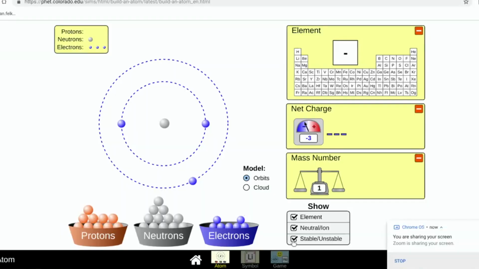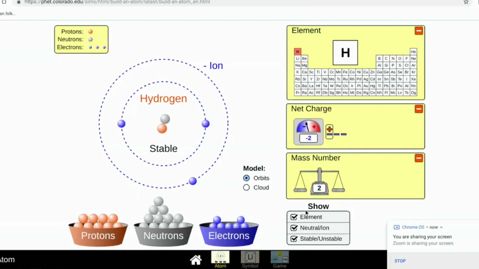And then I started playing around with the stable versus unstable, and I really liked the way it was bouncing around when it was unstable. I also liked the way it changed if you click on an element versus unclicking it. I liked it better when I could see the name of the element, both on the inner part of the screen, the atom that I was building, and also in the upper right-hand corner.